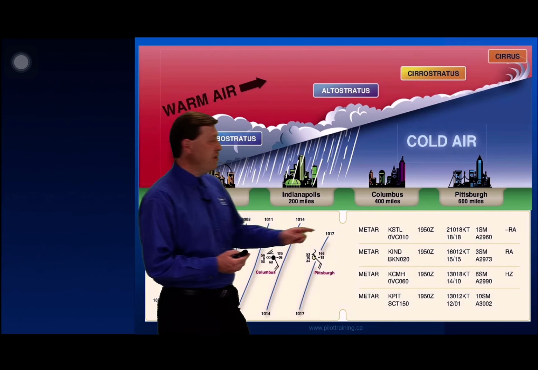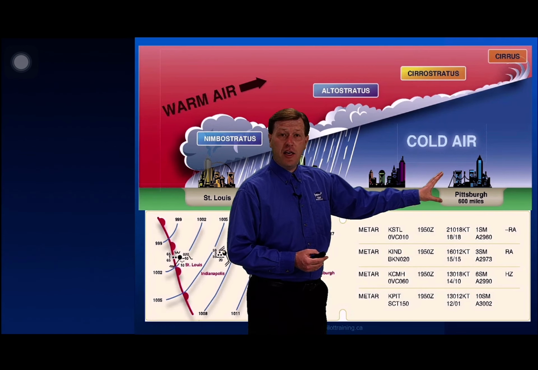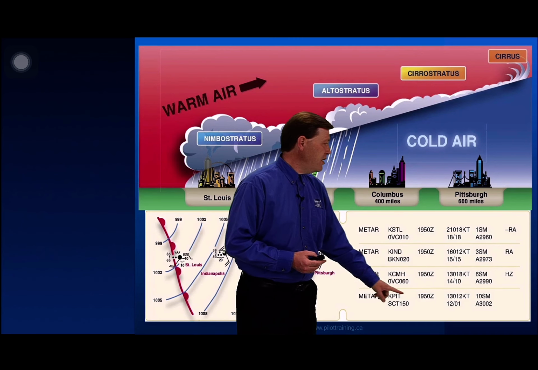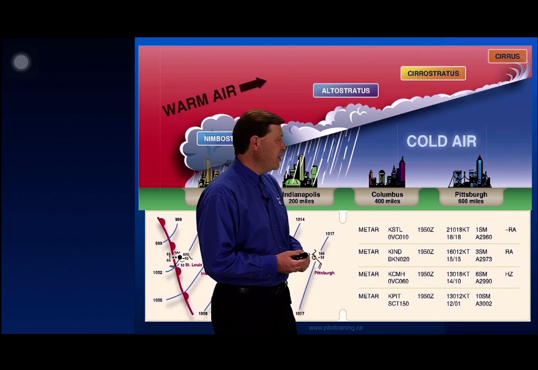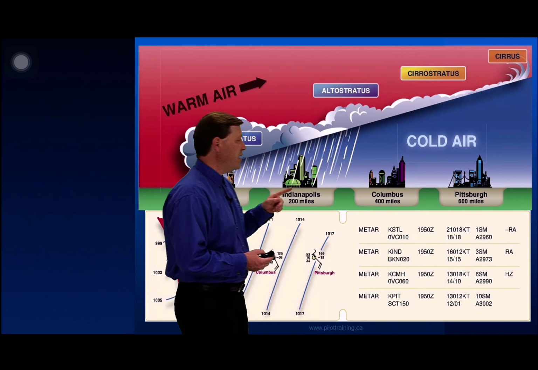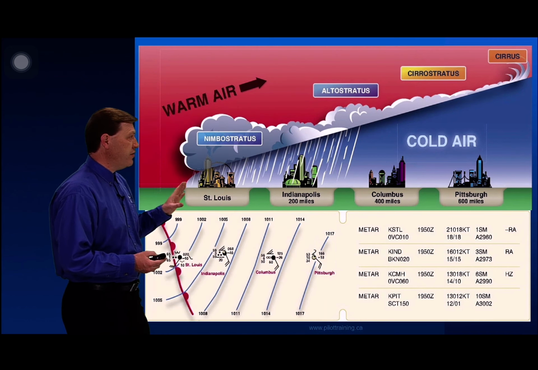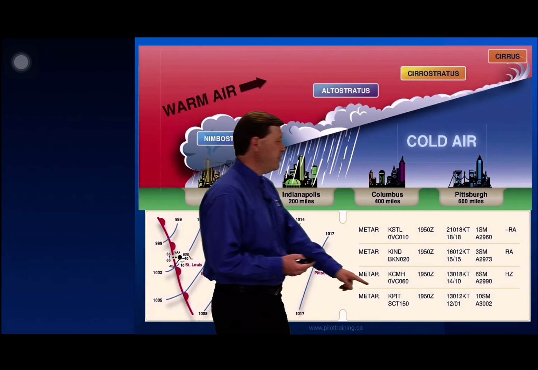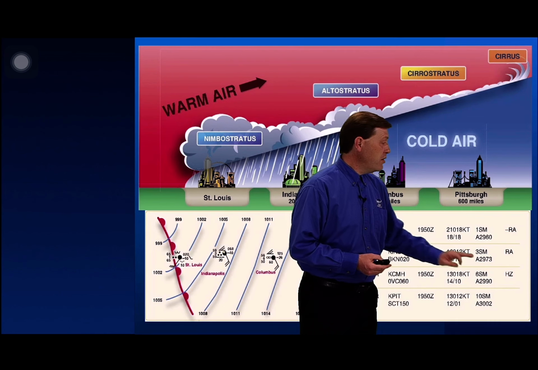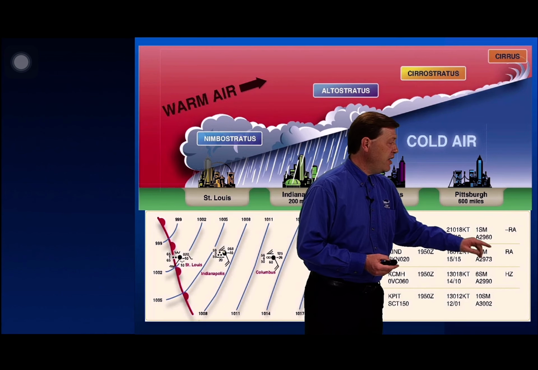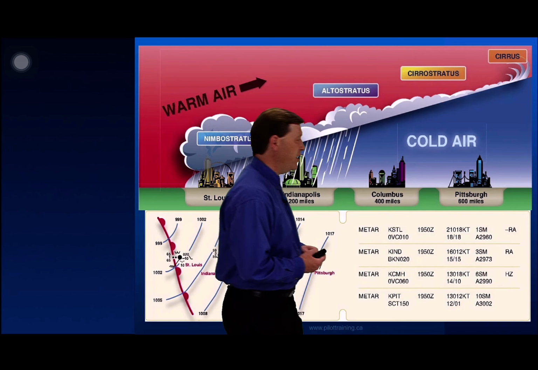If I look at the weather out in Pittsburgh, way ahead of the front, I can see 1:30 at 12, 10 miles, so the visibility is pretty good. But look at each one of these cities gets closer and closer to the front itself. Look at how those visibilities consistently decrease. Look at how I go from haze to rain and then to light rain eventually.